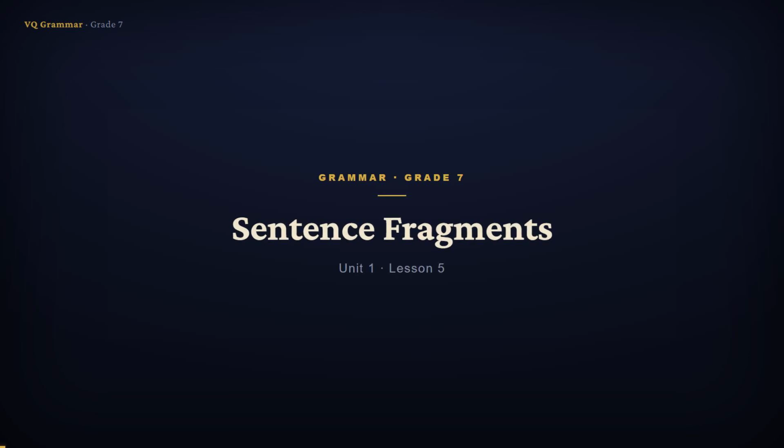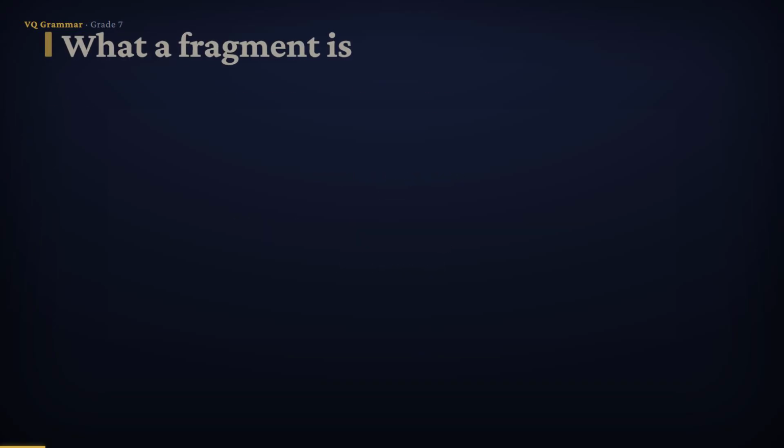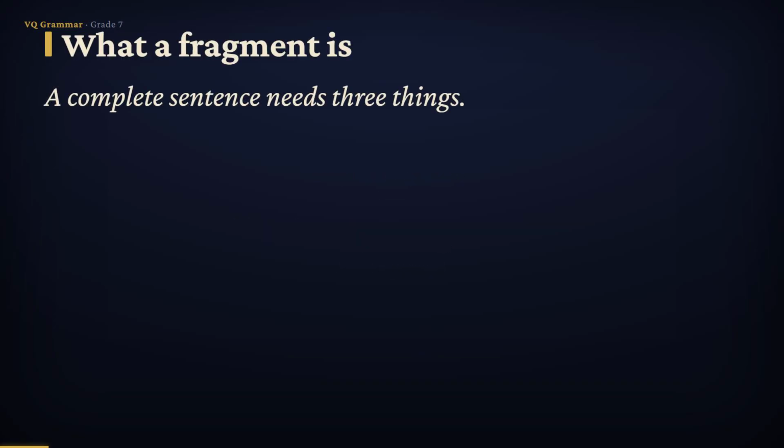This is Unit 1, Lesson 5, and today we're solving one of the sneakiest problems in writing, the sentence fragment. A fragment looks like a sentence. It starts with a capital letter and ends with a period, but something important is missing. By the end of this lesson, you'll be able to spot a fragment in a heartbeat and fix it fast. Let's get started. So, what exactly is a sentence fragment?